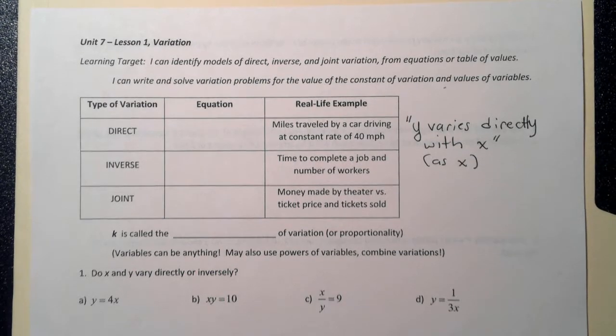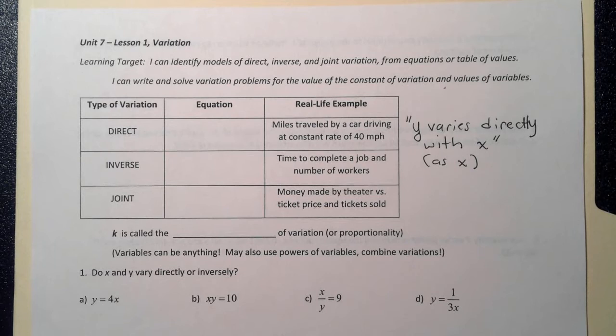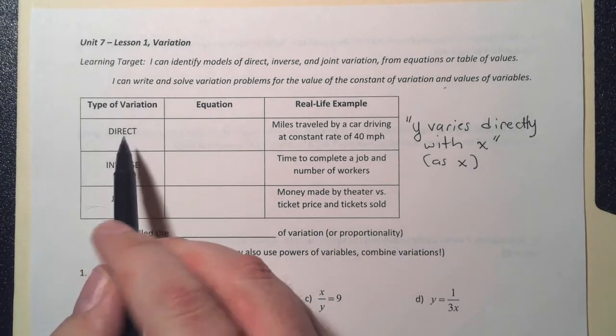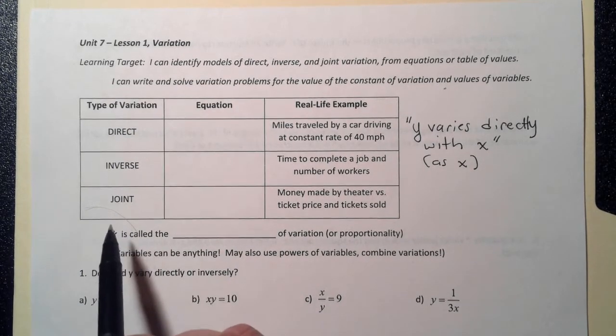All right, I want to take a look at the concept of variation. We want to look at some models of what's called direct and inverse variation, something that's introduced in Algebra 1. And we're going to go on from this. We're going to look at some other types of variation, joint variation, and combining these variations into more complicated relationships. So we have three basic types of variation: direct, inverse, and joint.